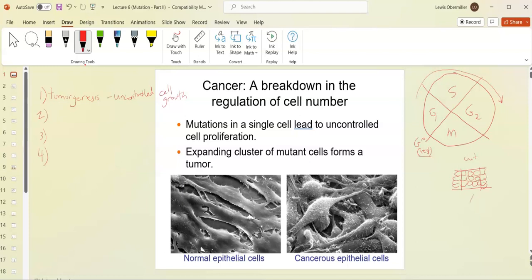In cancer cells, they don't recognize their neighbors. They don't care, and they continue to divide, and then you get a tumor, right? And so that's the first step. So tumorigenesis, uncontrolled cell growth, cell cycle is always on. The second step is metastasis. So metastasis is when cancer cells move, right?